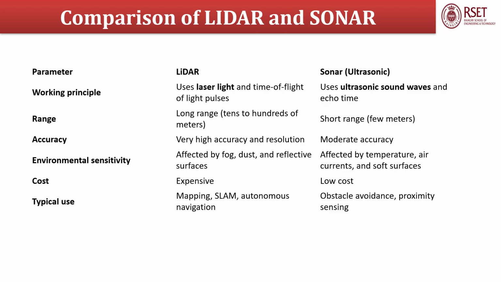Range. LiDAR has a long range, that is tens to hundreds of meters, while sonar has a short range. Accuracy. Accuracy is very high and resolution is also very high in the case of LiDAR, while for sonar it is moderate. Environmental sensitivity. LiDAR is affected by fog, dust and reflective surfaces, and sonar is affected by temperature, air currents, and soft surfaces.